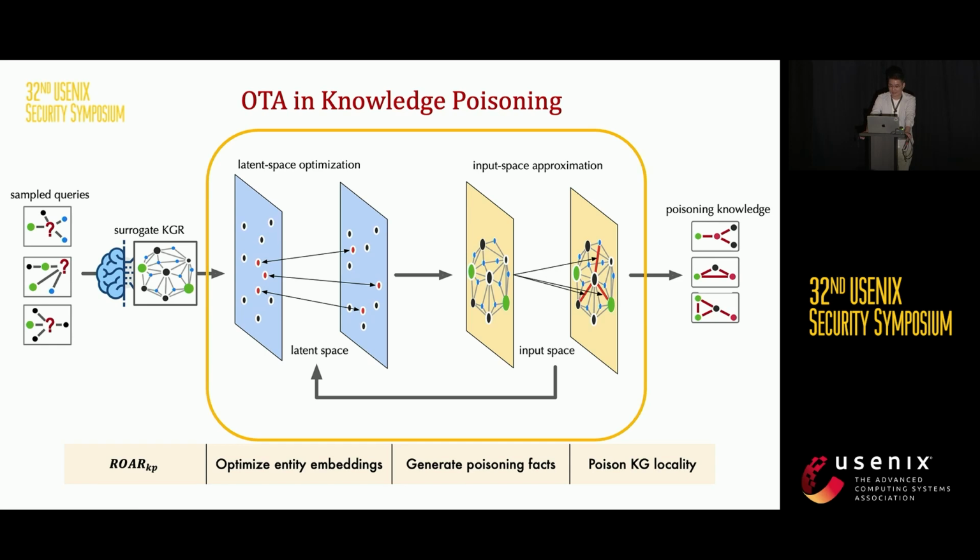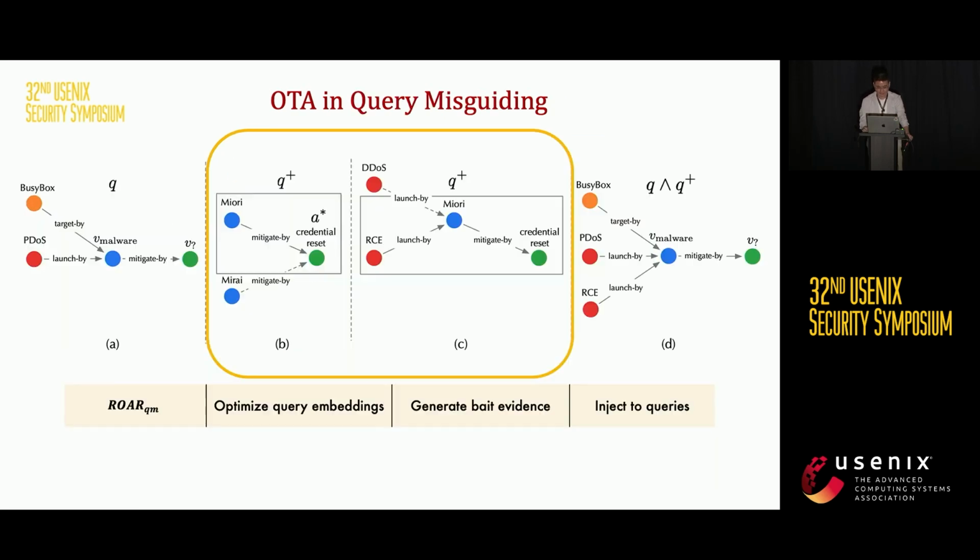And then in the input space, we go to the knowledge graph to find the best poisoning facts, such that by adding those facts to the knowledge graph, we can get the expected embeddings in the embedding space through the forward reasoning process.